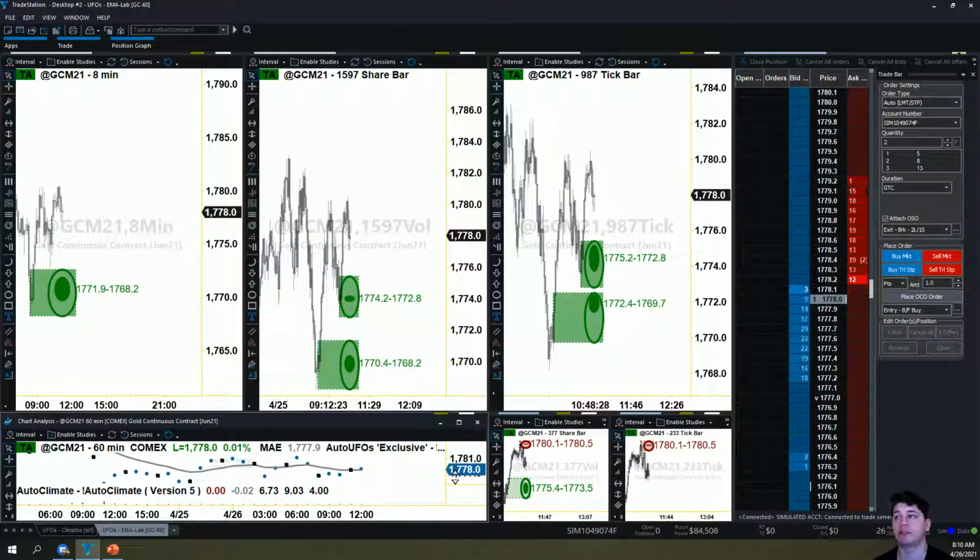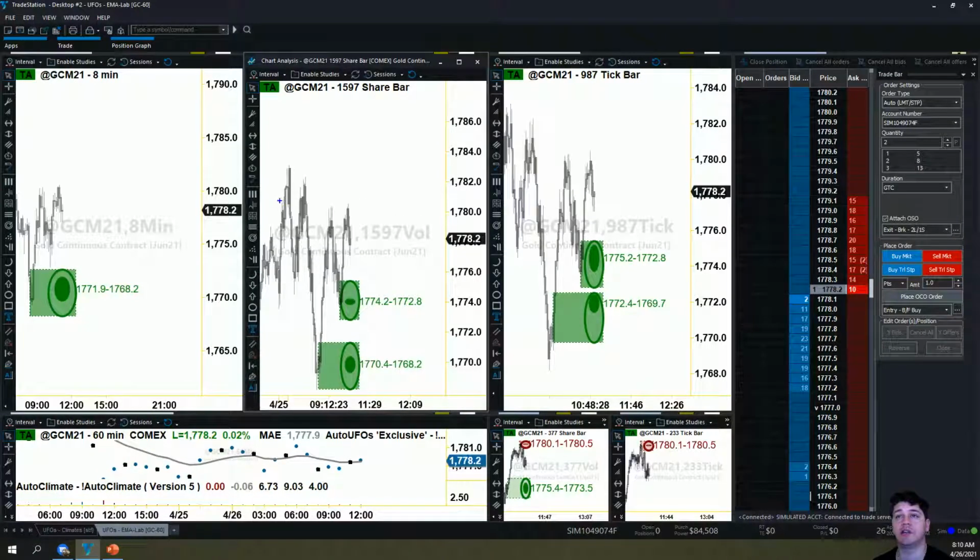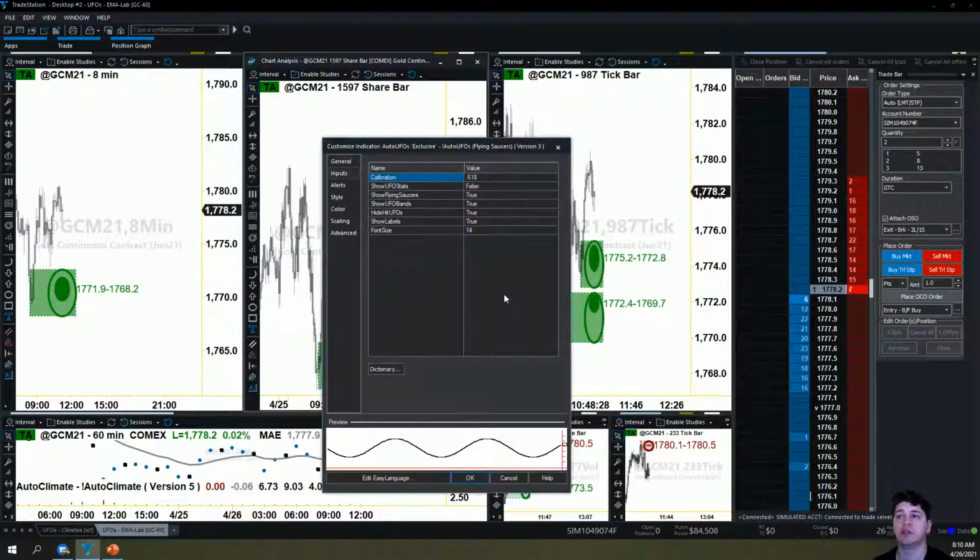Matter of fact, current price is a couple ticks above the moving average right now. But unfortunately for us, we do not have any UFOs. I'm willing to bet that there was something here, most likely in this area, if not up here through here, right? The way we can see that is we can see if these orders already got filled by disabling this hide hit UFOs. You could change this to false and see if there were any UFOs before that, just so you know.